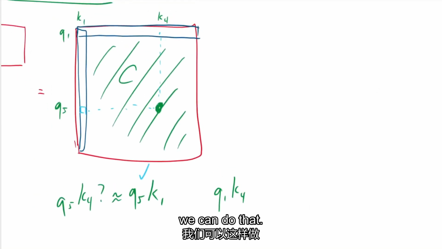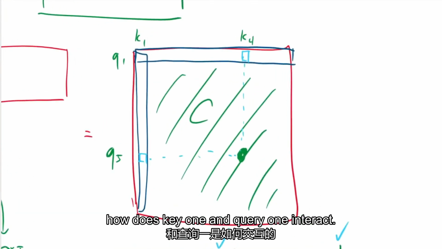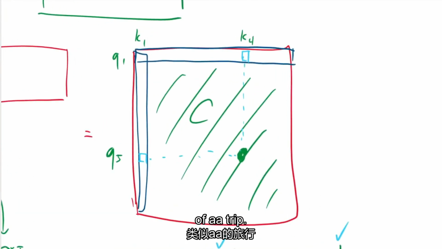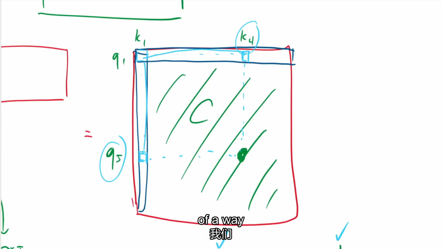Check, we can do that. And now what we simply need to do is know how key 1 and query 1 interact. You see, we have made kind of a trip. Instead of asking how query 5 interacts with key 4, we've asked how query 5 interacts with key 1. Then we need to know how key 1 interacts with query 1, and from that, how query 1 interacts with key 4. Via a way around, we have determined the interaction between query 5 and key 4, at least approximately.